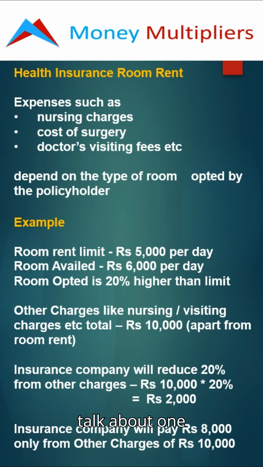Today we will talk about one critical aspect of health insurance which very few of us are aware of. As we might know, in a health insurance policy there is a room rent limit. Many of the policies say that if you're taking this policy then the room rent cannot be more than 5,000 per day, or it can be a different figure. But if you take a good health insurance policy, they don't have any room rent limit.